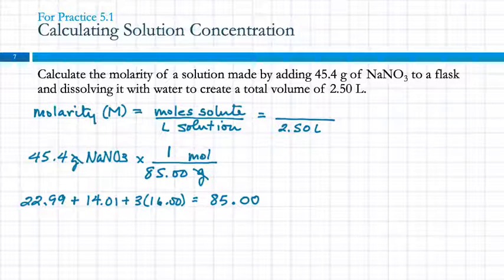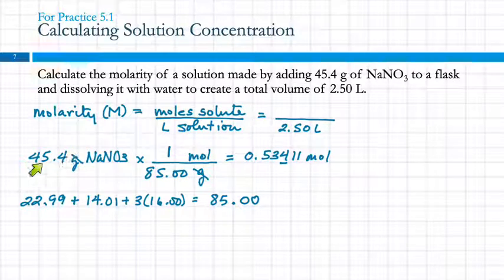45.4 divided by 85.00 is 0.534 moles. I'm starting with 3 sig figs in the mass. My molar mass has 4 sig figs, and so the number of moles should have 3 sig figs. I'm going to use this in a calculation, so I'm not going to round it yet. But that's my number of moles. It's going to go in the numerator. I had to do a calculation to find out how many moles there were.